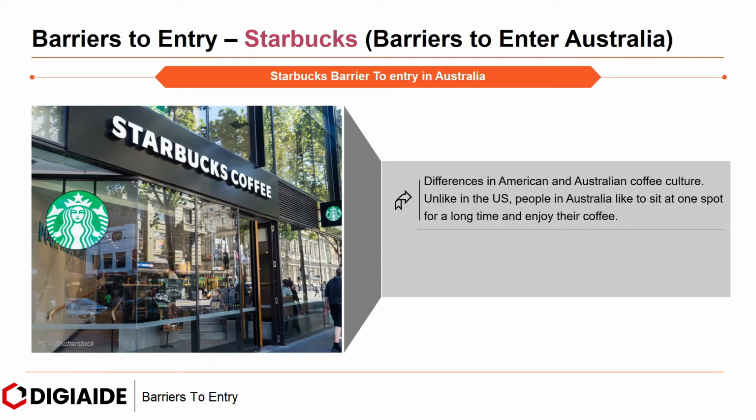The first, Starbucks, barriers to enter Australia. Differences in American and Australian coffee culture. Unlike in the US, people in Australia like to sit at one spot for a long time and enjoy their coffee, whereas Starbucks is typically famous for takeaways. On the other hand, competition from locally grown cafes in Australia was another deterring factor for Starbucks.